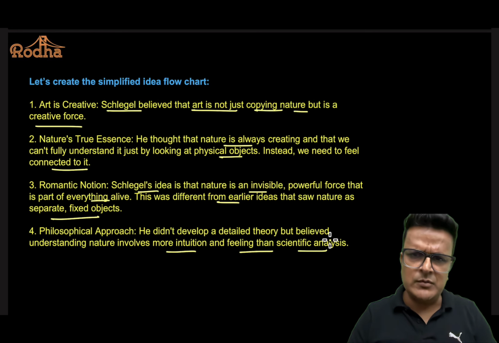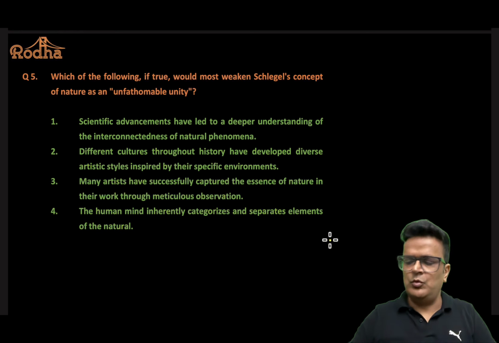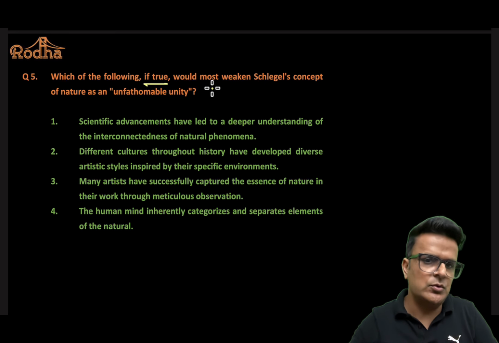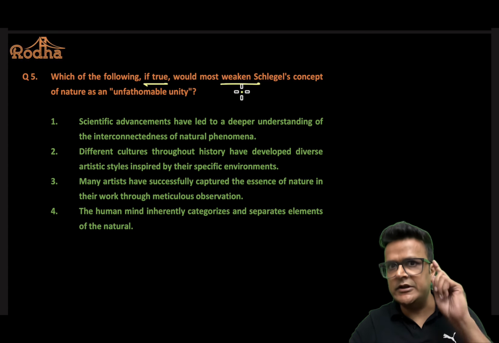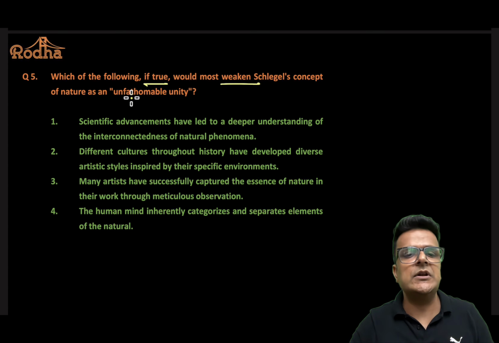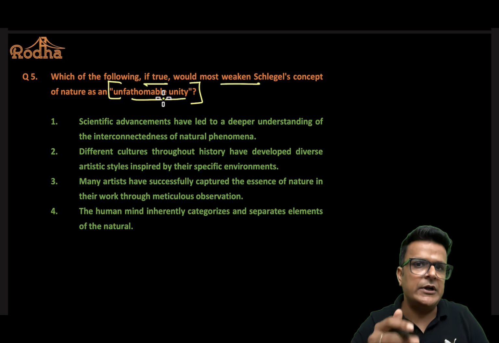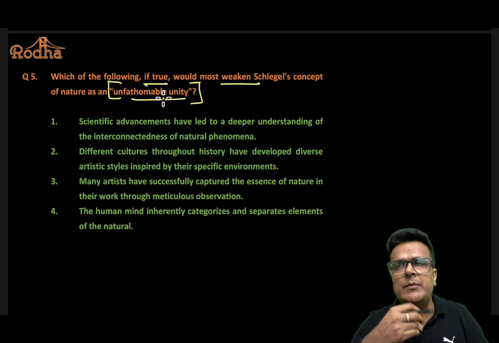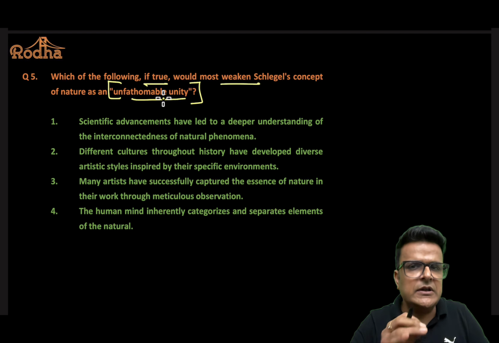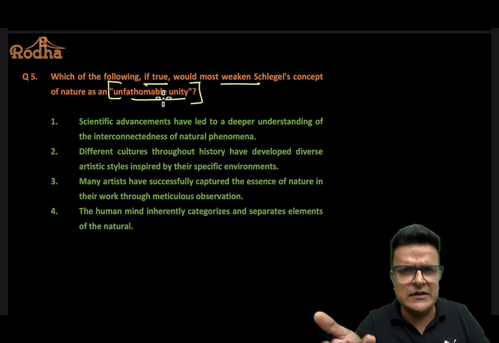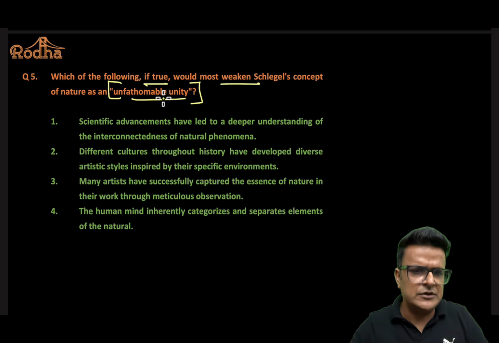Now we can look at the questions one by one and see what are the answers. So question number 5 says, which of the following, if true, so it's a critical reasoning question, you have to assume all options are true, would most weaken, means you can create a shadow answer, Schlegel's concept of nature as an unfathomable unity. We have to attack the idea that nature is unfathomable unity. Nature unfathomable unity है, इसे हमला करना है, contradict करना है. So हमें एक ऐसा option ढूंढना है that says nature is not unfathomable unity. आप इसे नहीं समझ सकते, ऐसा नहीं है. ये समझ में भी आता है और यूनिटी भी शायद नहीं है. Something like that. So let's see which option does that.